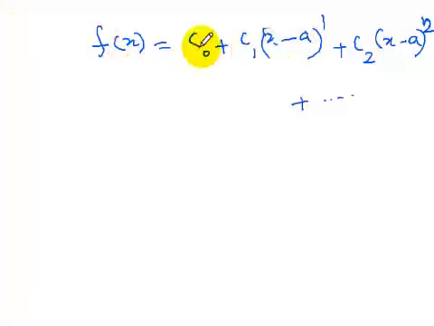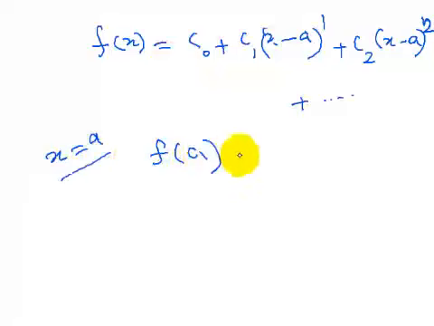So how do you find the first coefficient? It is very easy. Here you have x minus a terms, so you can kill these terms by substituting a into the equation. When you substitute a into the equation, you can calculate the c naught coefficient.